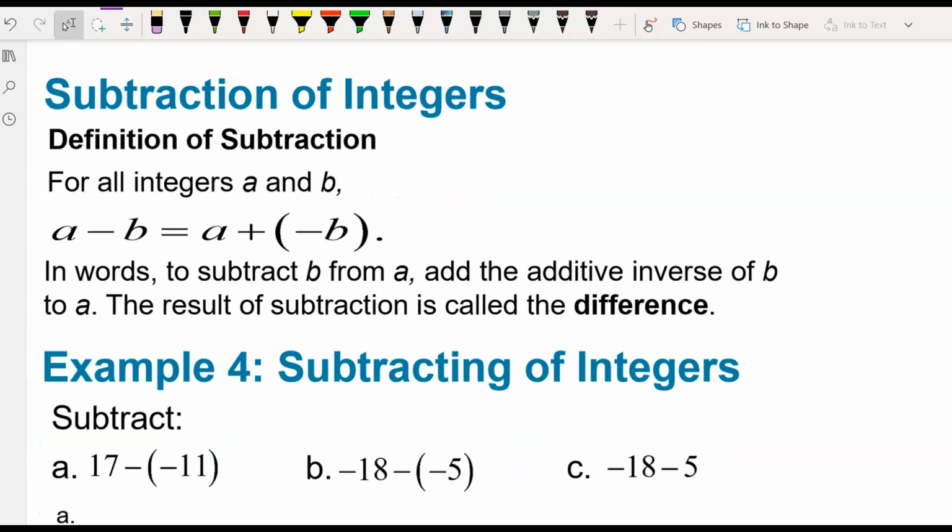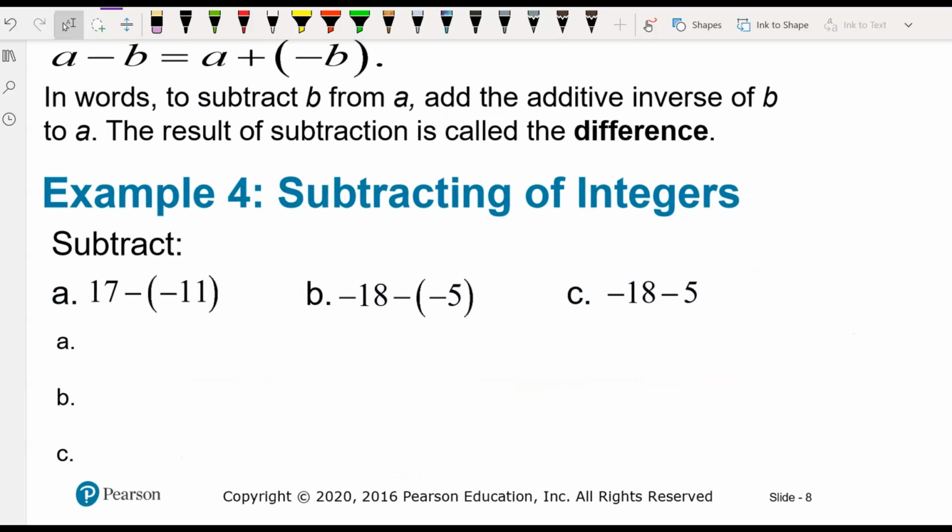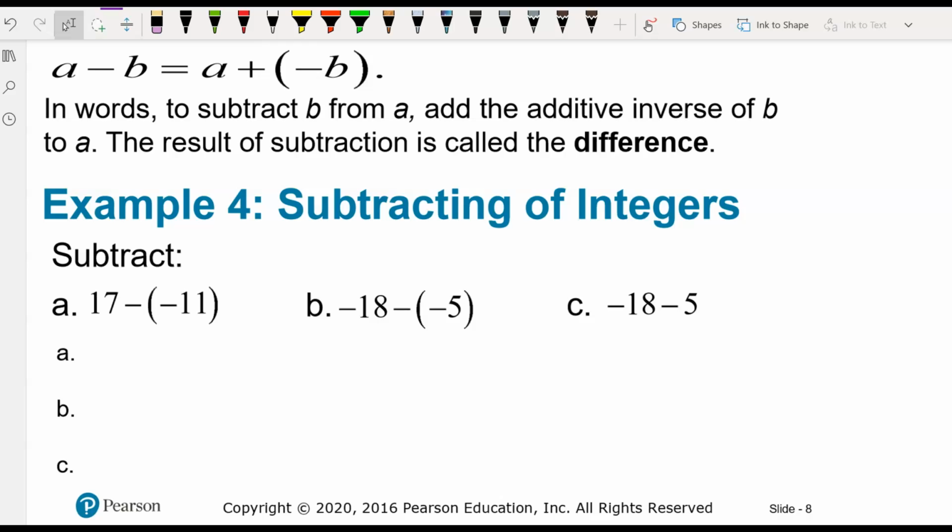All right, our definition of subtraction: for any integers a and b, a minus b is the same as a plus the parenthesis negative b. In words, it just means to subtract b from a, add the additive inverse of b to a. The result of subtraction is called the difference. So just know subtraction is also called difference.